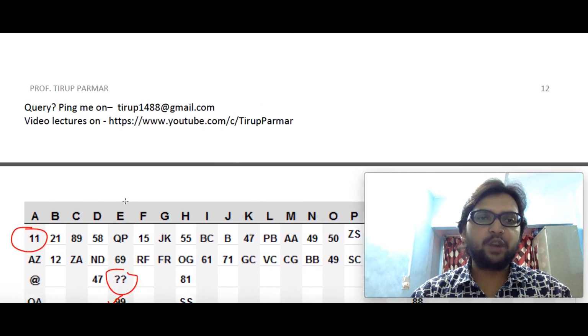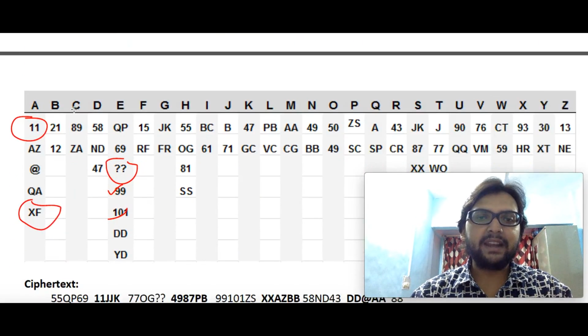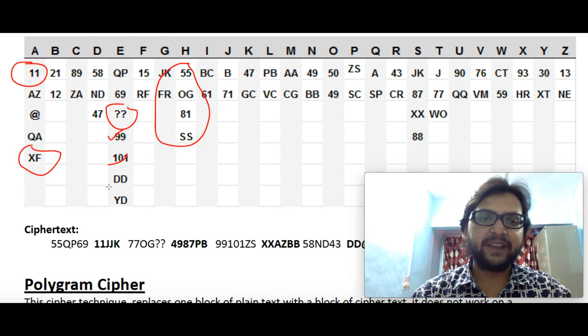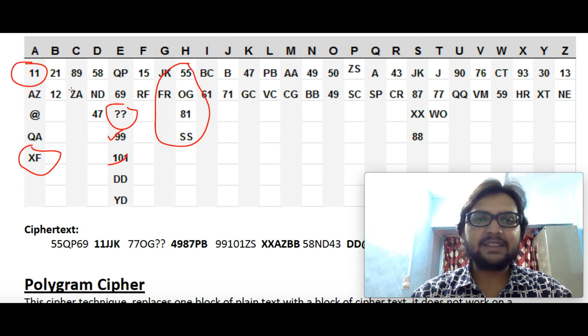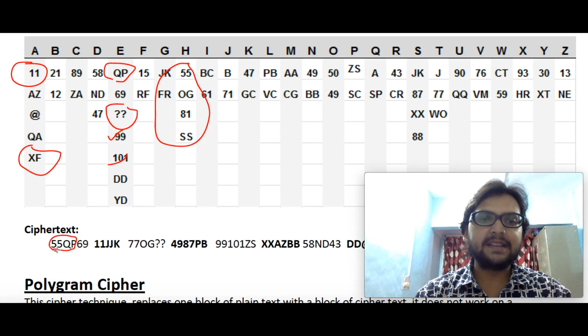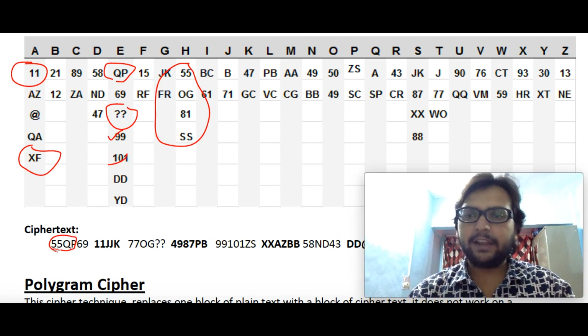So let's discuss what our message is. The first plain text word is HE. Let's check our table. We have this many replacements for H. So H can be replaced with 55. As you can see, we have replaced H with 55. Then E. E can be replaced by many other alphabets. The same way we are replacing E with QP. As you can see, we have 55 and QP. This is our original message. I hope this technique is clear to each and every one of you.